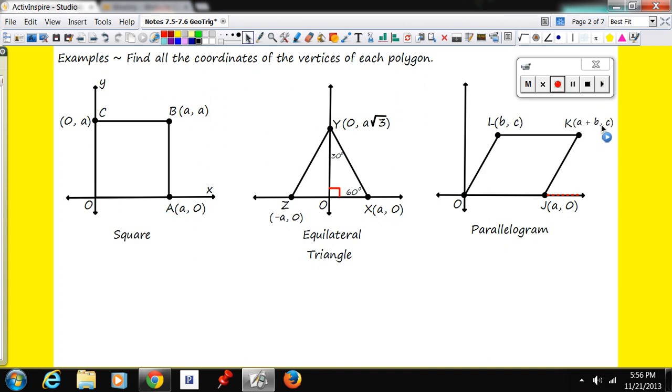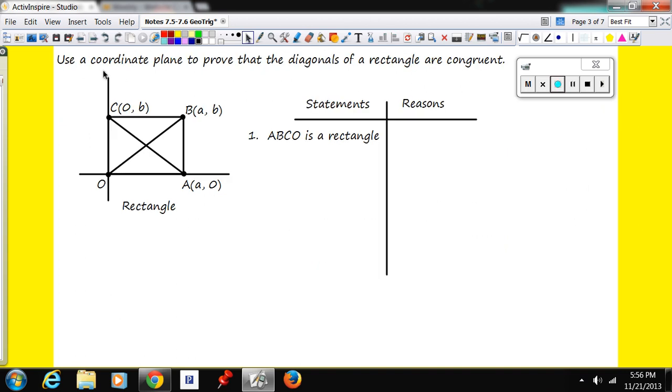So A plus B, and then comma C. So those are all the vertices of each figure. All right, moving on. Use a coordinate plane to prove that the diagonals of a rectangle are congruent.